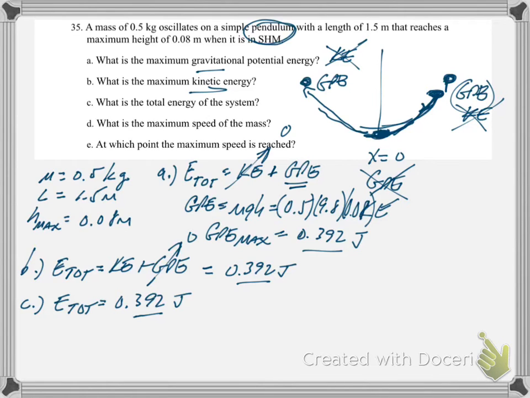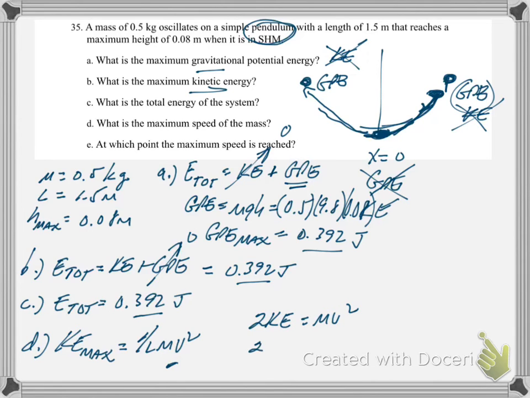D, what's the maximum speed? So the maximum speed is going to be when it's all kinetic energy, it's maximum kinetic energy, and that's going to be 1/2 mv squared. So to get v by itself, we're going to have to multiply both sides by 2. So we have 2KE equals mv squared. Now we have to divide both sides by m. And ultimately take the square root.